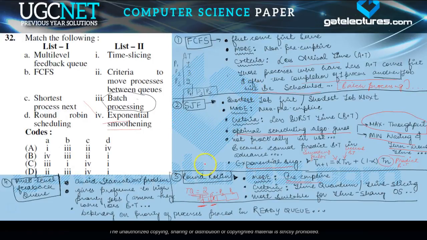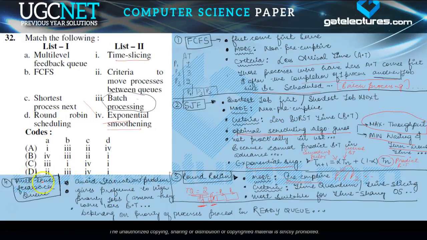Next is round robin. Round robin uses the preemptive method. In the preemptive method, one process can preempt another process if it has a high priority or less burst time. So it can preempt the running process. And the criterion is time quantum. We are given some time quantum, like 2. So for 2 time units the process will execute, then process P2 will preempt this process, and so on. And it is more suitable for time sharing operating systems. So round robin scheduling uses time slicing.